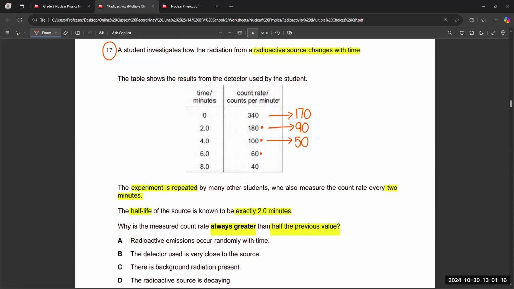Sir, I think the answer is C because there is background radiation present as well. Same, C sir, is the answer because we are always getting 10 greater. So that 10 is actually the background reading.